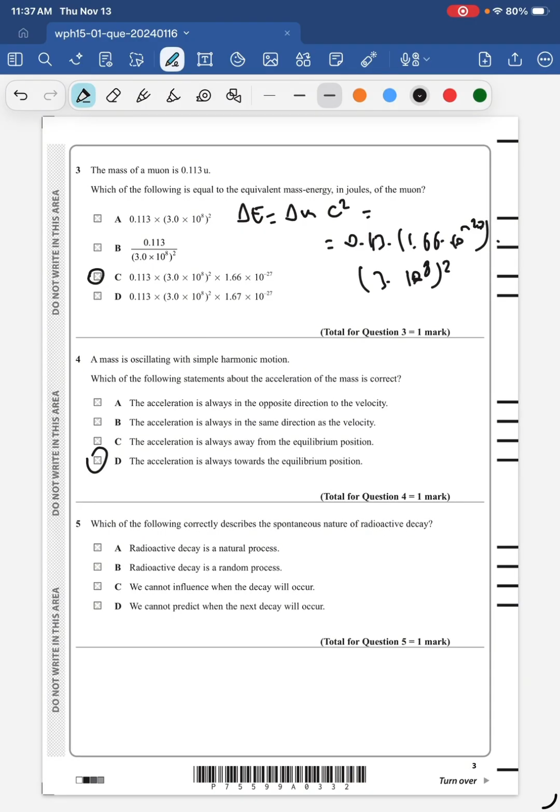Because if you are here, the acceleration wants to take it back to the equilibrium. If you are over here, I'm using the pendulum, but it works with springs as well. The acceleration wants to go back to the equilibrium position, and so on. And when you're in the middle, you have no acceleration, okay? Because remember that acceleration is minus omega squared x. So at x equal to 0, acceleration is 0.